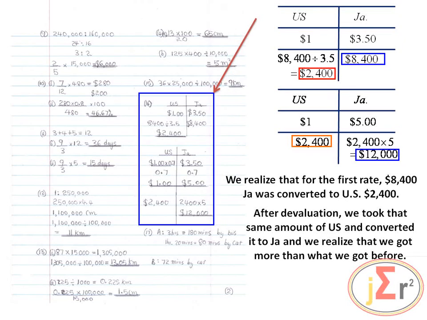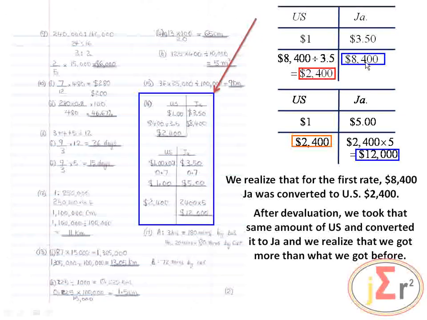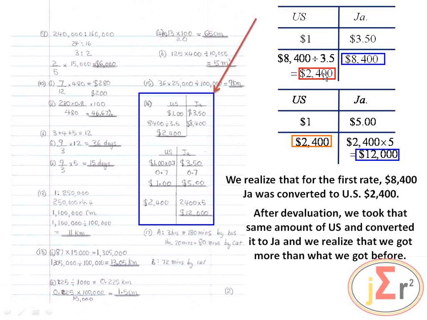Well, we have more in terms of the figure that we have here, but we do not have any more in terms of its value, because its value here is the same as its value here. So the amount of the stable currency does not change.